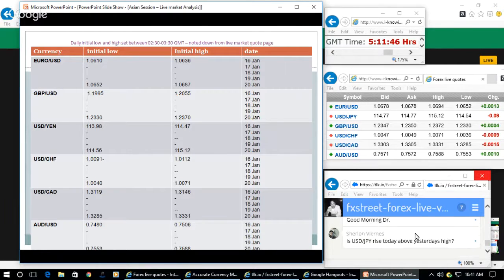Sharon has got a question. Will USD Yen rise today above yesterday's high? Yes, it is expected to rise to 115 and above.